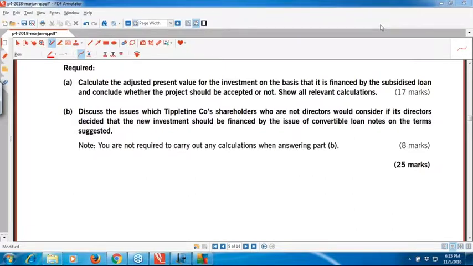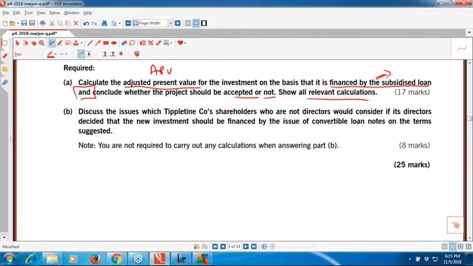It says calculate the adjusted present value, which is the APV, for the investment on the basis that it is financed by the subsidized loan, and conclude whether the project should be accepted or not. Show all relevant calculations. Now, this is a 17 mark question, based upon the adjusted present value.